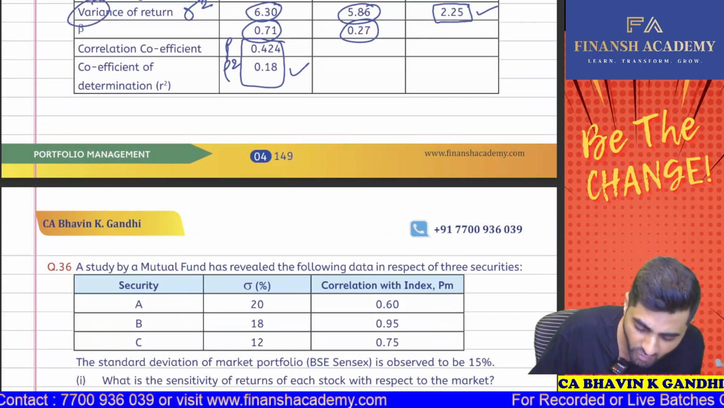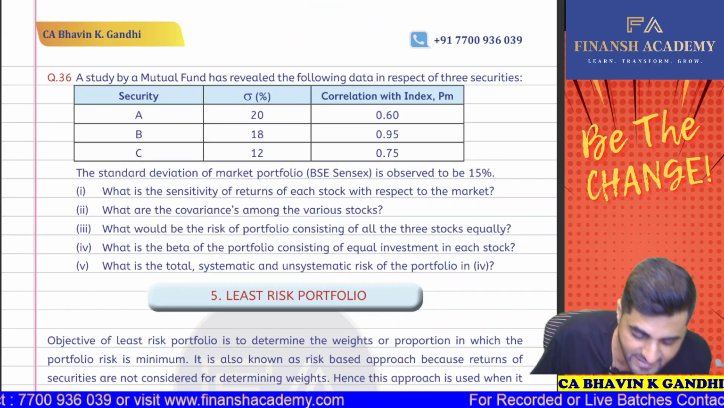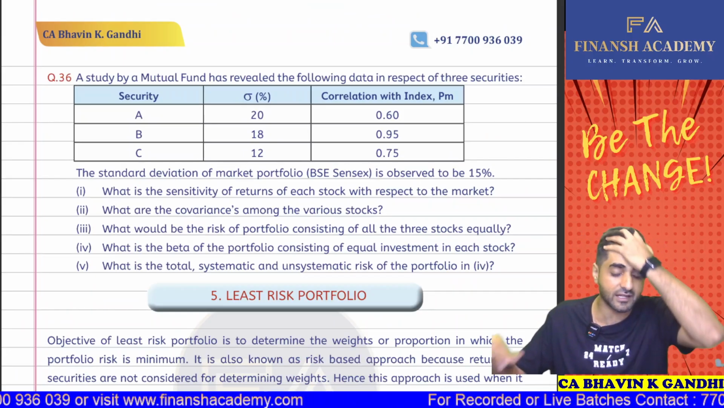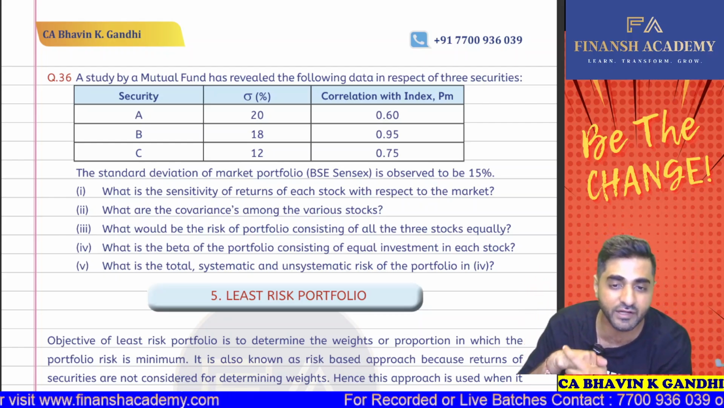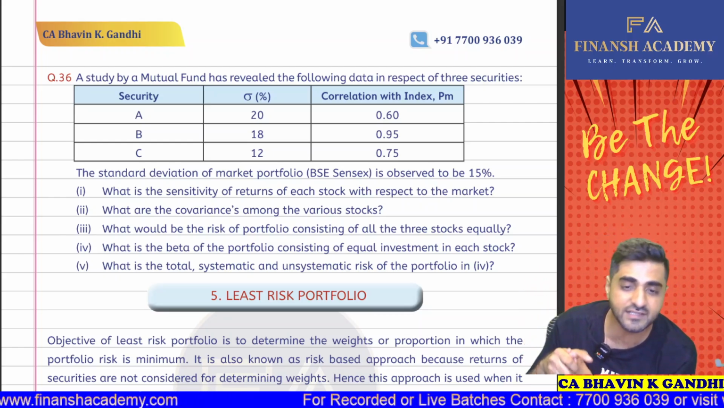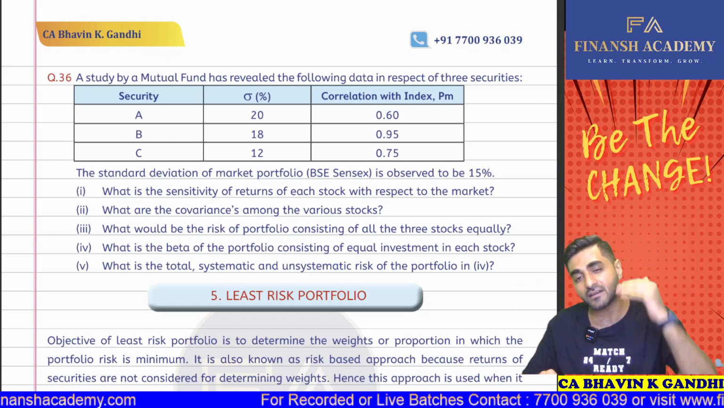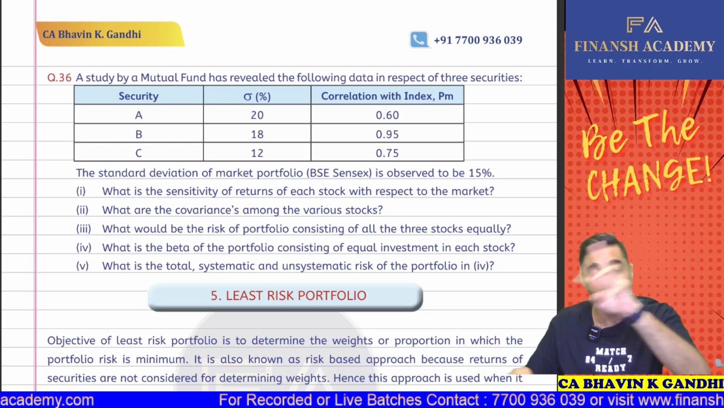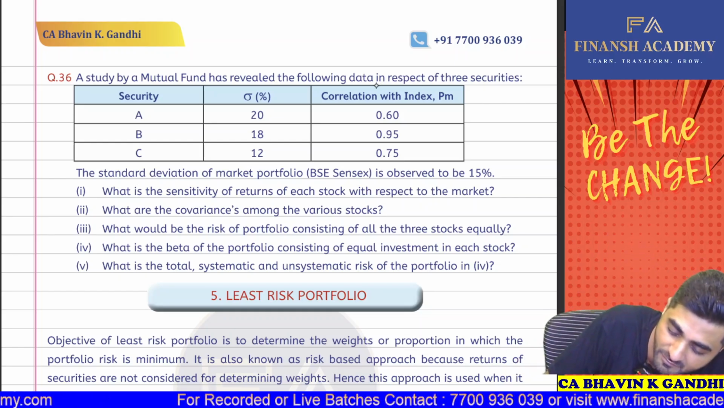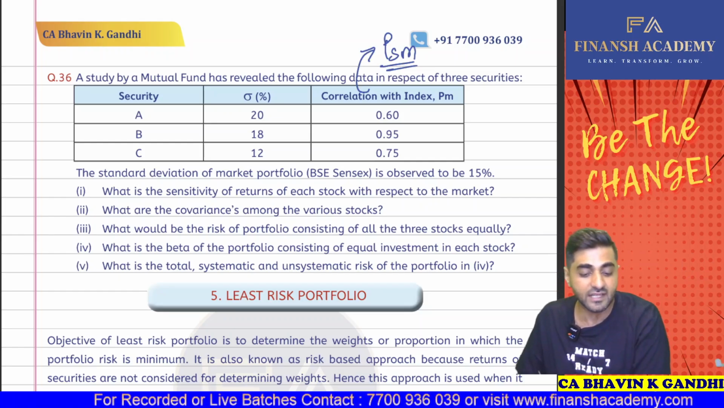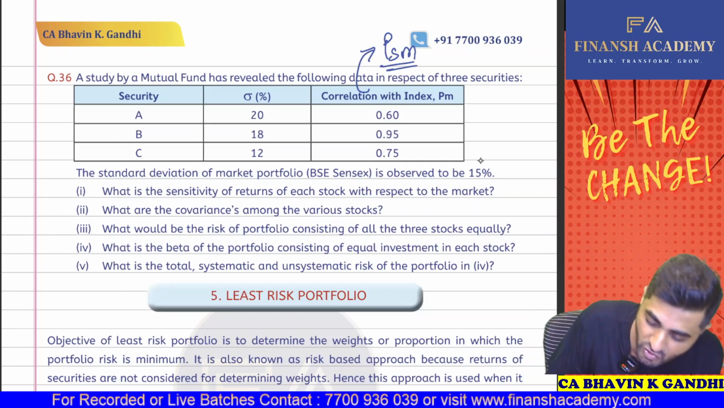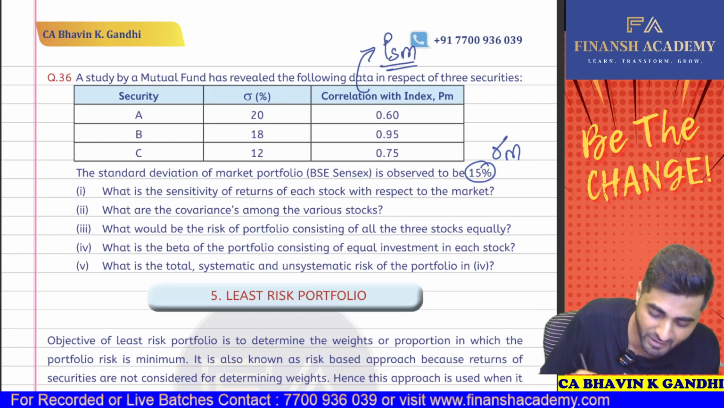Okay. Now, question number 36. Now, this is also based on the similar concept. See, what is given to you is that a study of a mutual fund has revealed the following data in respect of the three securities, where we have security A, B, C, then we have the standard deviation, then we have correlation with the index. So that is nothing but correlation coefficient of the security with the market. The standard deviation of the market portfolio is observed to be 15%. So this is risk of the market.